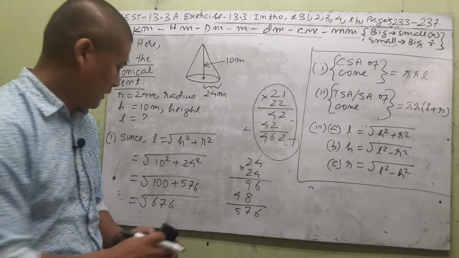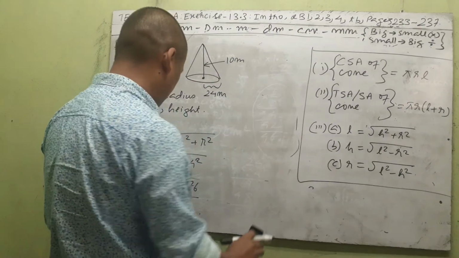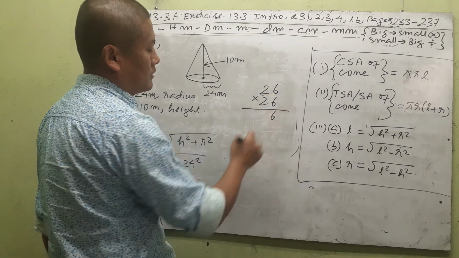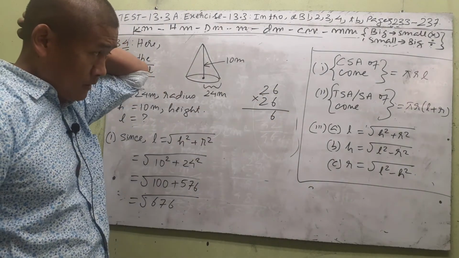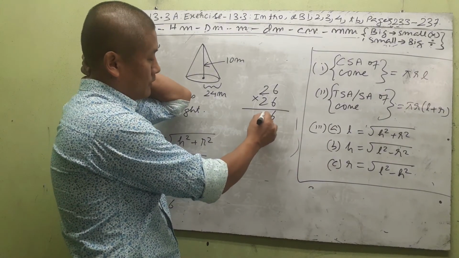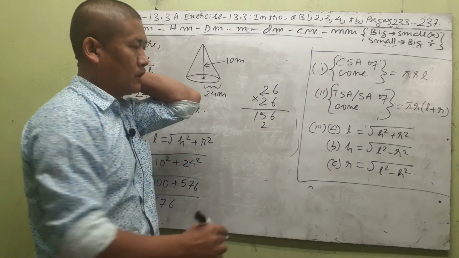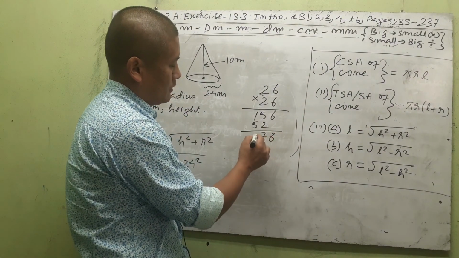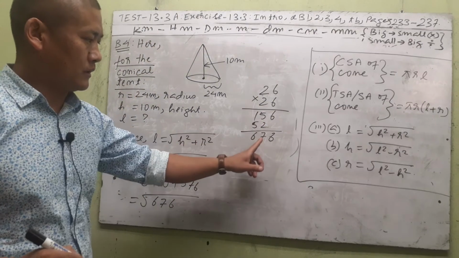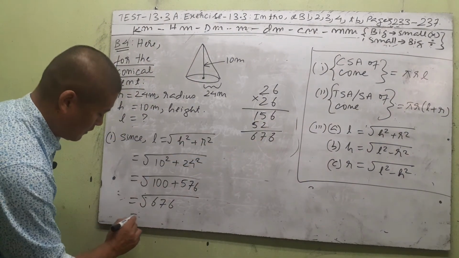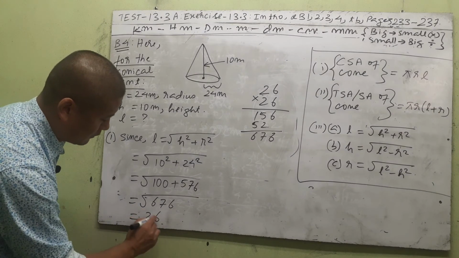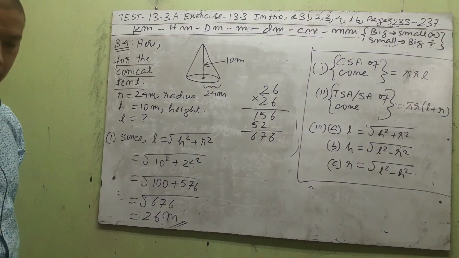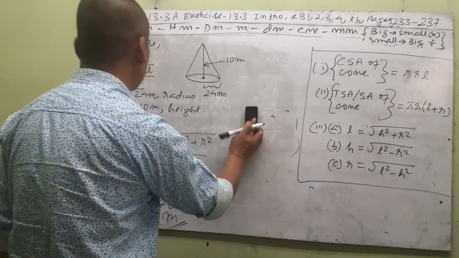So this is root over 100 plus 576, which is 676. Okay. So let's try this. I think 26 square may be this one. You can try it on your rough. 6 6s are 36, 3 in hand. 6 2s are 12 plus 3, 15. 2 6s are 12, 1 in hand. 2 2s are 4 plus 1, 5. So this is 676. So exactly 26 into 26 is 676, this one. So 26 double will come out as single out of the root. And 26 meter is the slant height value. First answer. Then go ahead and do the second answer.